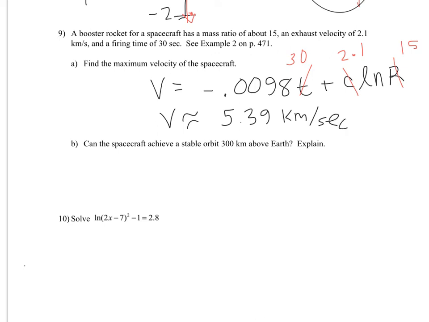Letter B, can the spacecraft achieve a stable orbit 300 kilometers above the Earth? Explain. The book reads that you need to have a speed of 7.7 kilometers per second in order to achieve a stable orbit. So you can't, because 5.39 right here is less than 7.7 kilometers per second.